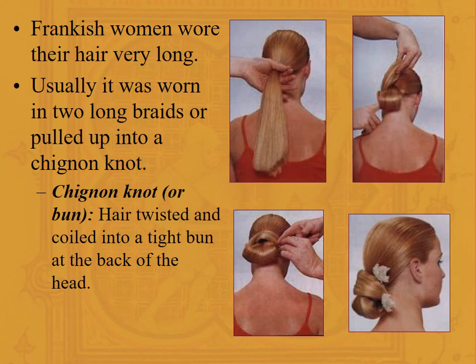Frankish women wore their hair very long. It was very fashionable to wear as long as you could. They wore, as you saw in the previous slide, two long braids that were pulled up a lot of the time in a chignon knot, which is twisted and coiled into a tight bun at the back of the head. I know some people call it a chignon knot, but we're going to call it a chignon. It's a pretty knot.